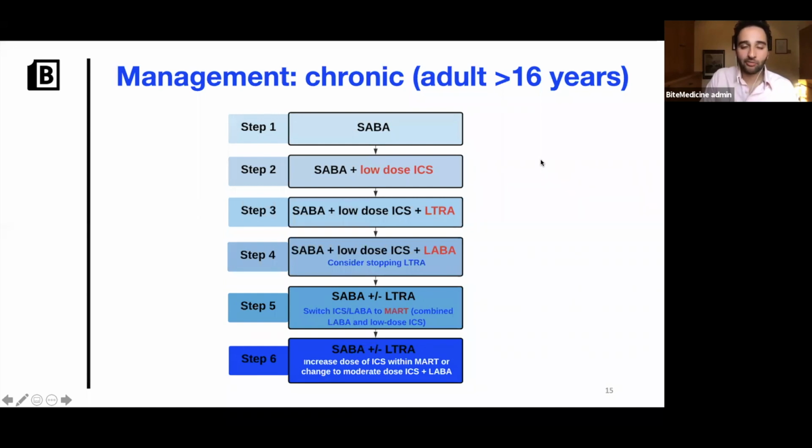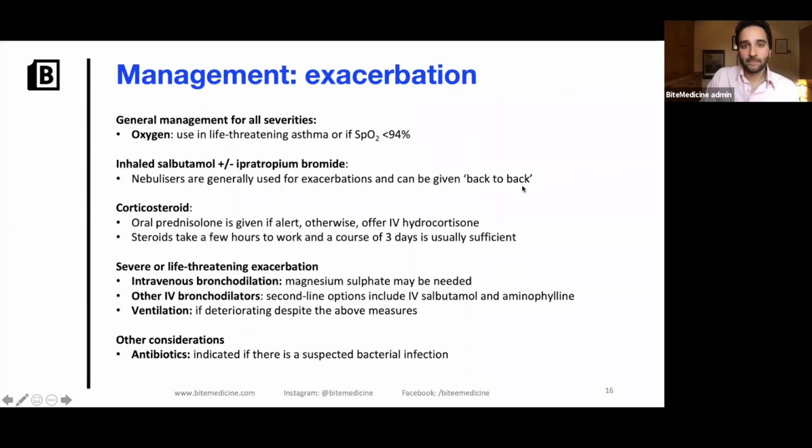In exams, often it's difficult to ask questions like this because there are 2 major guidelines. But as long as you know NICE, you can generally be pretty confident. Good. So finally, management of an exacerbation, really straightforward, much simpler than the management of a stable patient. This is your bread and butter in A&E or resus.